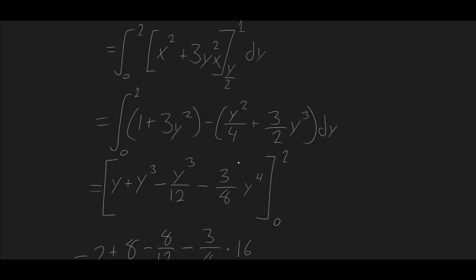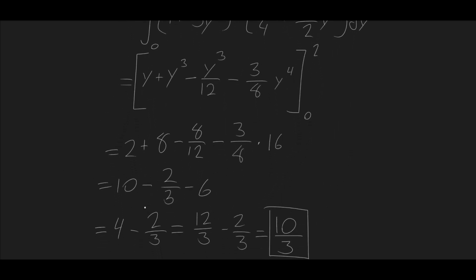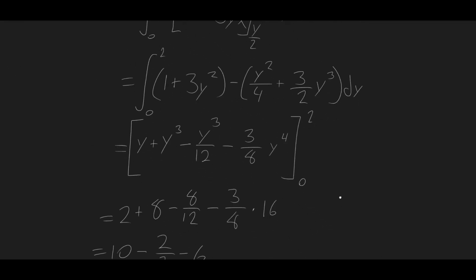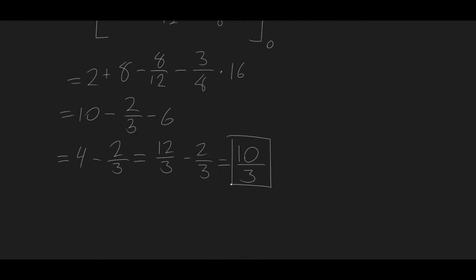And when we take the integral, we get y plus y cubed minus y cubed over 12 minus 3 over 8 times y to the power 4, evaluated from 0 to 2. And then when we finish the calculation, we get that it actually equals the same thing. So we see that both of the integrals, since they're both over the same region, are going to give us the same volume.